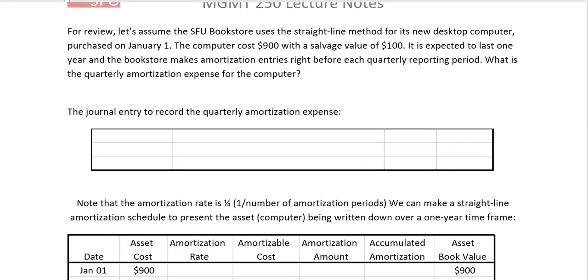For review, let's assume that Ch10 Bookstore uses the straight line method for its new desktop computer purchased on January 1st. The computer cost $900 with a salvage value of $100. It is expected to last 1 year, and the bookstore makes amortization entries right before each quarterly reporting period. What is the quarterly amortization expense for the computer? And we also have a journal entry to record this quarterly amortization expense. Take a minute here and try that. Continue here in the same video.